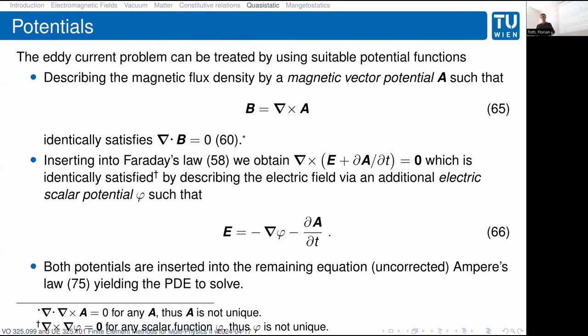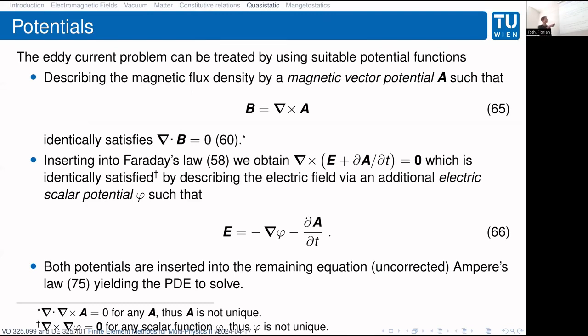Okay, so now we want to solve the eddy current problem, and typical strategies for this are to introduce suitable potential functions. One set of those is described here. The magnetic flux density can be described by the magnetic vector potential, defined such that the curl of the potential is the magnetic flux density.